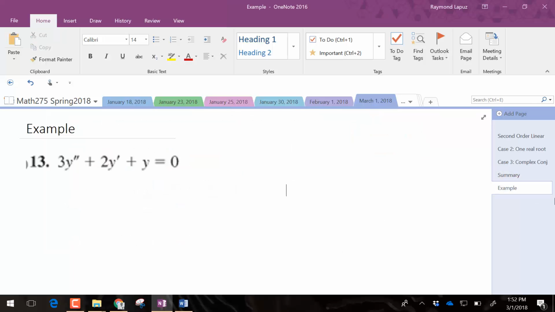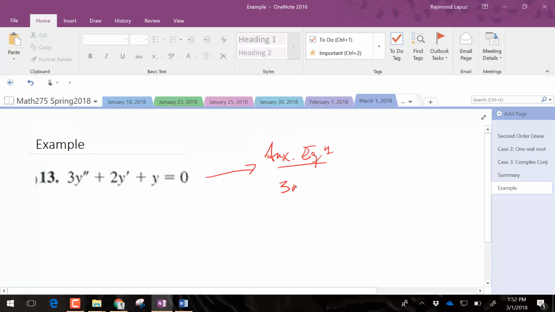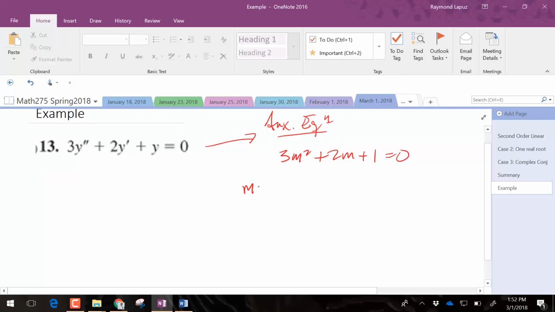All right, let's do this problem. Well, I'm going to do it. And I can jump directly to the auxiliary equation because I can kind of see it here already. So it'll be 3m squared plus 2m plus 1 is equal to 0. And then go to my quadratic formula. So it's not easily factorable, so I'm just going to go to the quadratic formula.